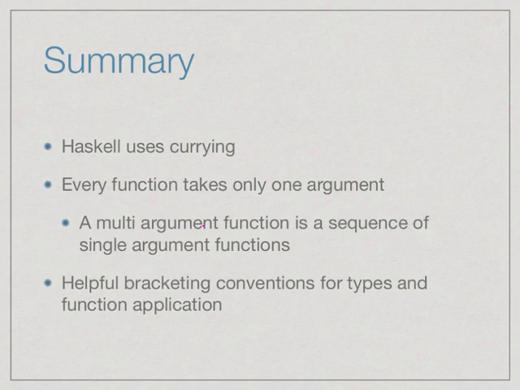And associated with currying is this implicit bracketing, which is right to left for types and left to right for function application. But fortunately, this bracketing is built into Haskell's bracketing rules along with arithmetic and Boolean expressions. So we don't have to use brackets unless we really want to disambiguate something.